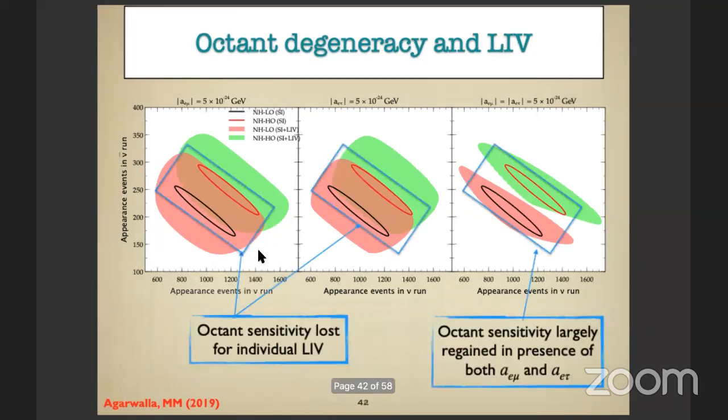So what does this overlap mean basically? If you just focus on this region, you can see where there was a gap earlier, now there is overlap. So that means the octant sensitivity can become lost in the presence of LIV. And this is true for individual LIV parameters A mu and A tau. But surprisingly, when the two LIV parameters A mu and A tau are together, the lost sensitivity is largely regained. You can see the two blobs do not overlap anymore. This is because of the cancellation of A mu and A tau terms, because they have opposite signs, as we have seen earlier.